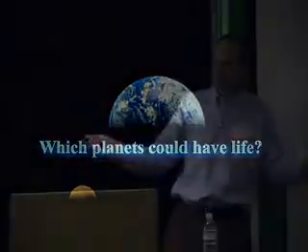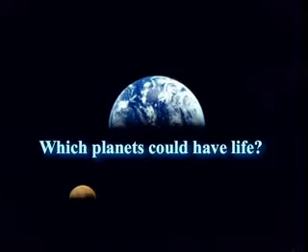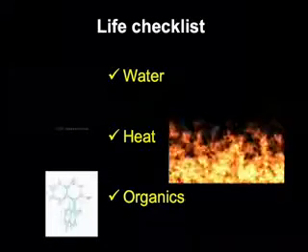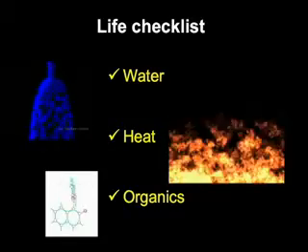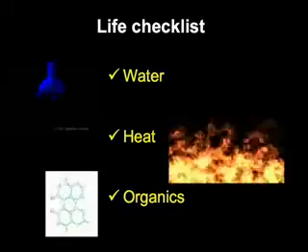So, next, we know where planets form. Now, which planets could have life? What do you need to have life on a planet? Well, the answer is we don't know, because we only have one example, and so it's hard to extrapolate from one example out to what you really need. But we can give it a shot anyway. The things that we really think are necessary are water, heat, and some kind of organic molecules to build your life.